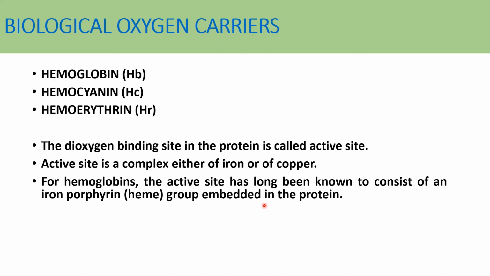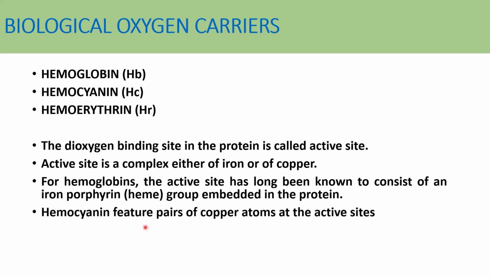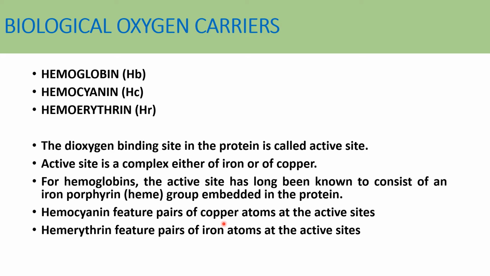Okay, so the active site in hemoglobin is iron. Hemocyanin features pairs of copper atoms at the active sites. Hemerythrin features pairs of iron atoms at the active sites.